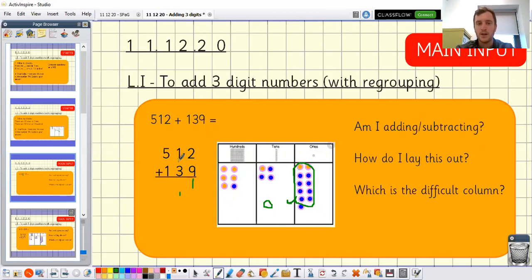So this time I've got to do 1 plus 3 plus 1. So I've got 1, 2, 3, 4, 5 tens in total now. So I'm going to write the number 5 just there.